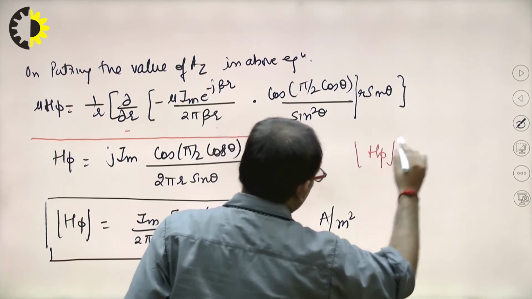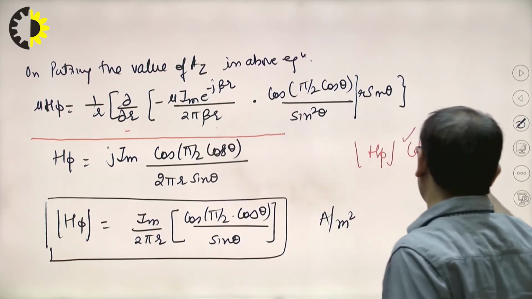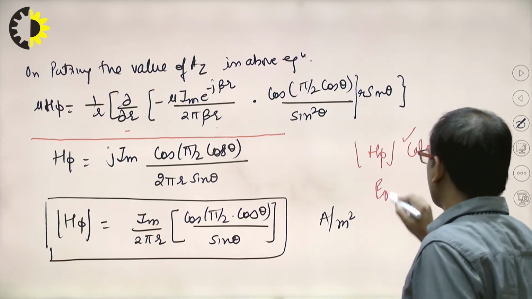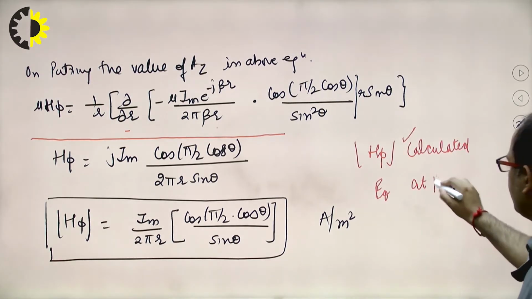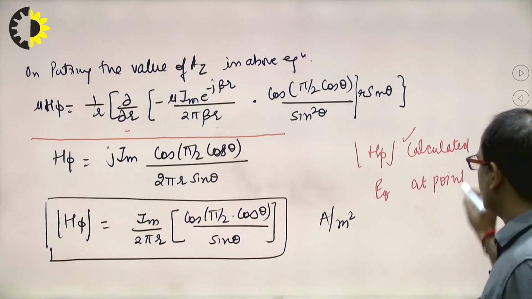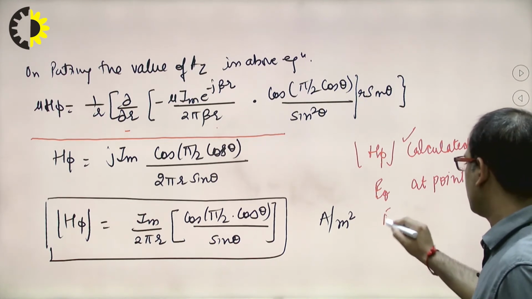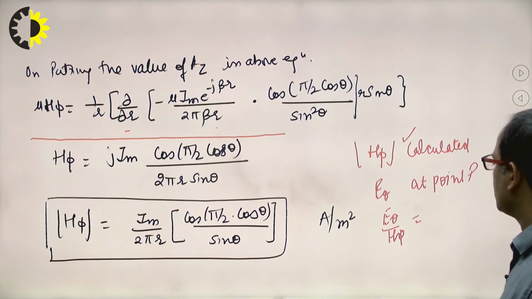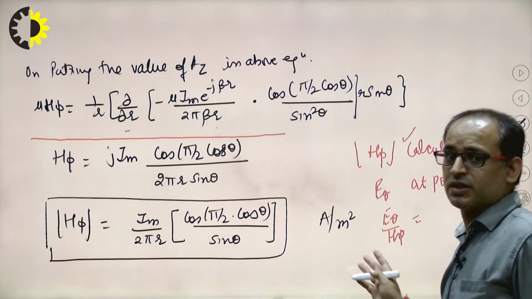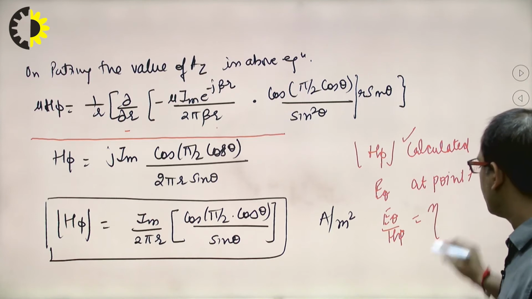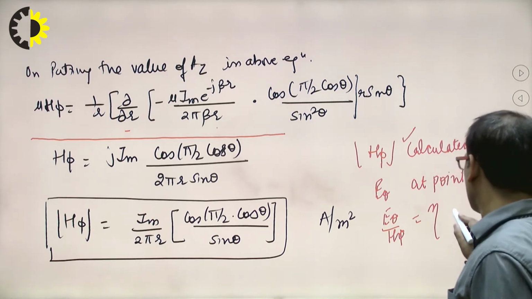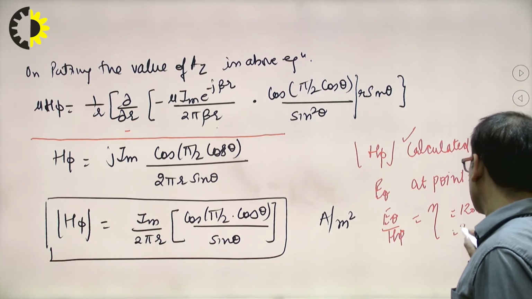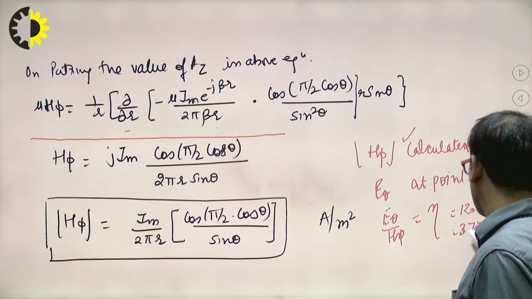We have calculated H phi. So now we want to calculate the E theta component at point P, and we know that E theta upon H phi is equal to what? In the short electric dipole we have discussed that E theta upon H phi is equal to what? Intrinsic impedance of space, that will be equal to 120 pi or 377 ohm.